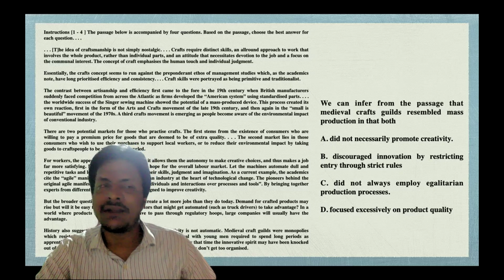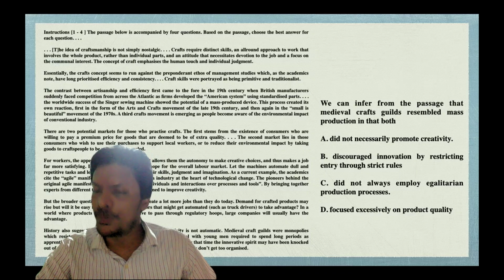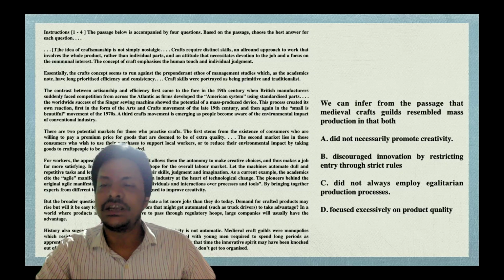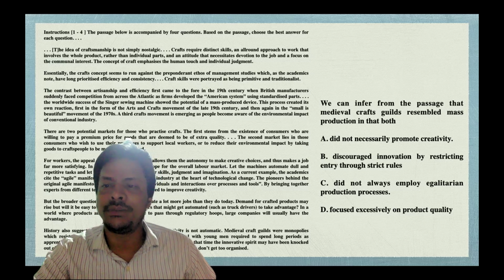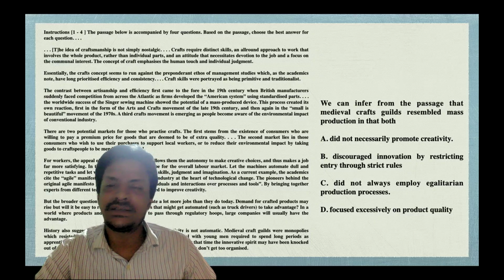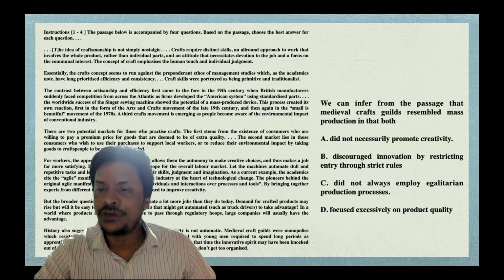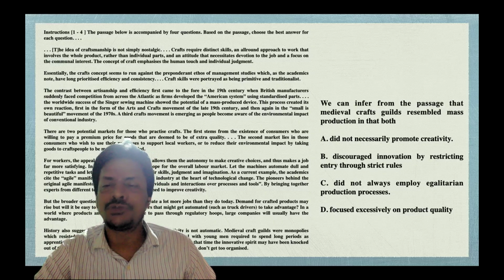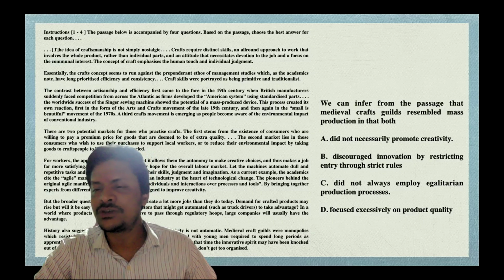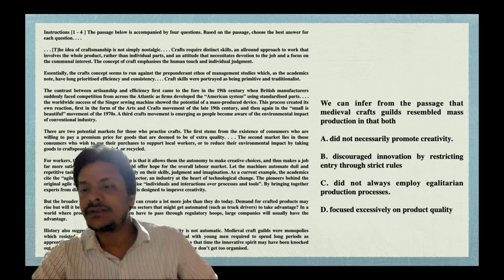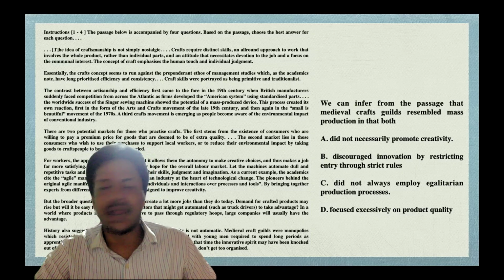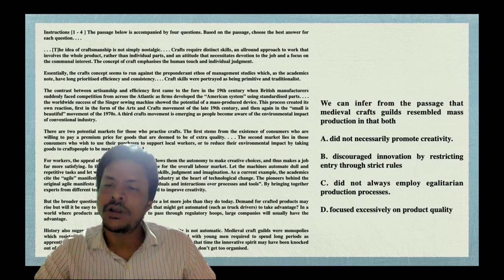So in the penultimate paragraph, it is stated that there is a contrast, but the broader question, the bigger issue, is whether crafts can create a lot more jobs than they do today. Demand, or interest, for crafted products may rise, but it will not be easy to retrain workers. Retrain means to teach new skills to workers in fields of work that might get automated by machines, such as truck drivers, to take advantage. In a world where products and services often have to pass through regulatory hoops, meaning rules and approvals, large companies will usually have the benefit of a stronger position.